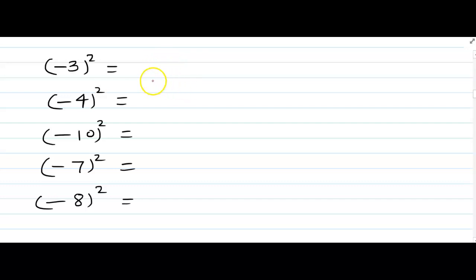Okay, welcome back if you have tried. Make sure you did not follow any shortcut here. Minus 3 square is minus 3 times minus 3. So it is the same sign, same sign. It means add, and 3 times 3 is 9.